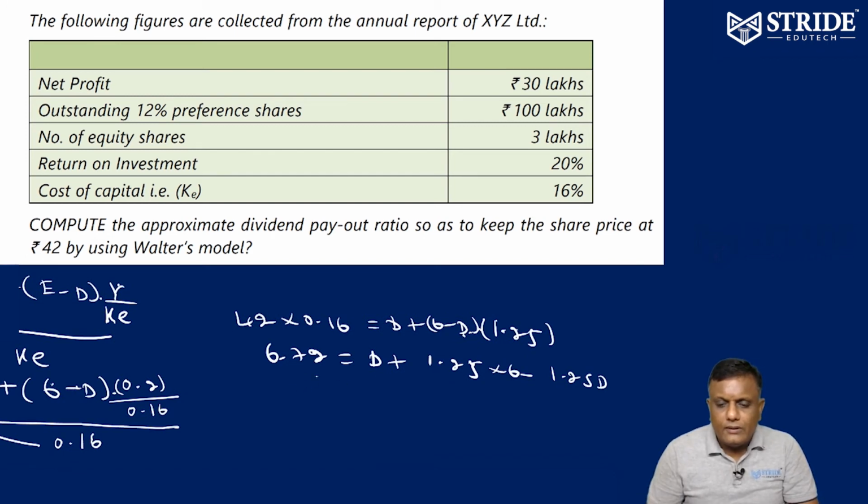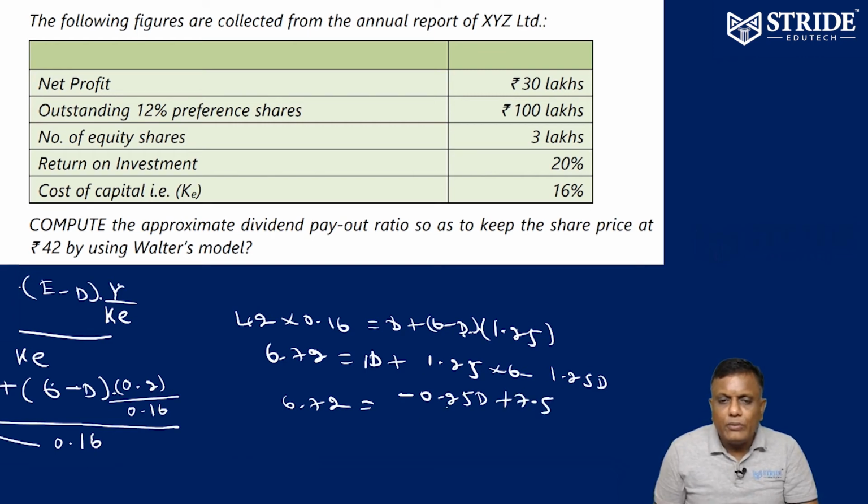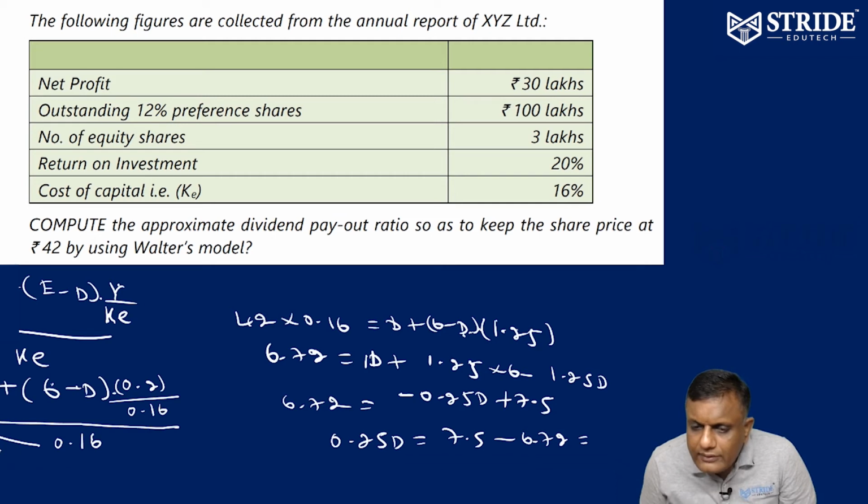Right. Now, 1D minus 1.25 D is equivalent to minus 0.25 D. Here 6.72. 1.25 into 6 is equivalent to 7.5. So minus 0.25 D you bring to the left hand side, plus 0.25 D. Here 7.5 minus 6.72 is equivalent to 0.78.